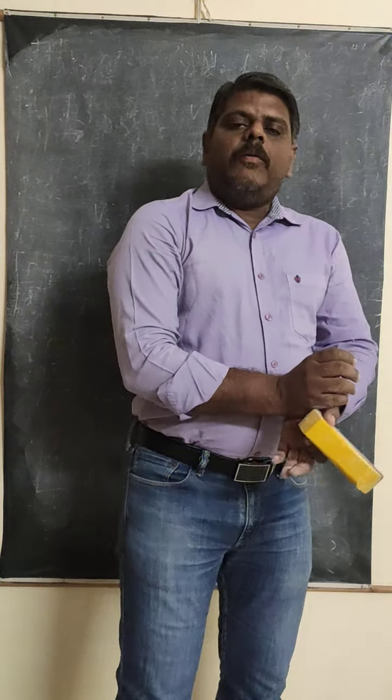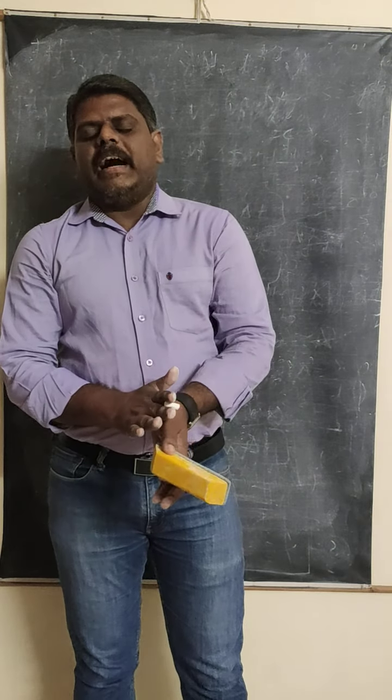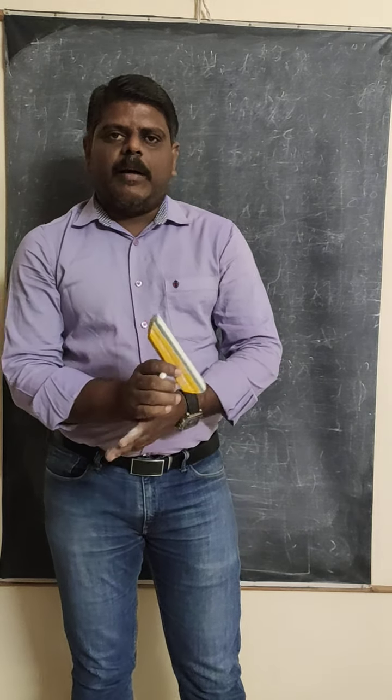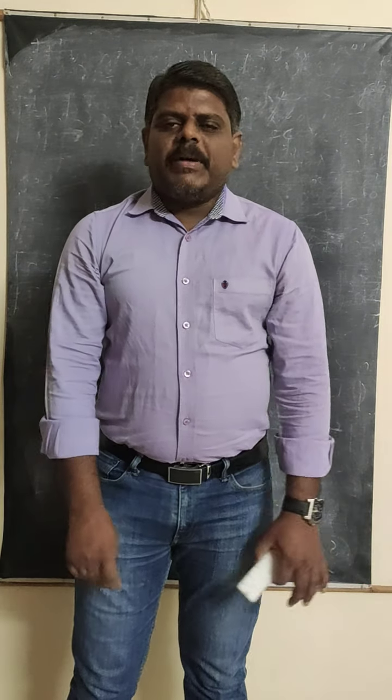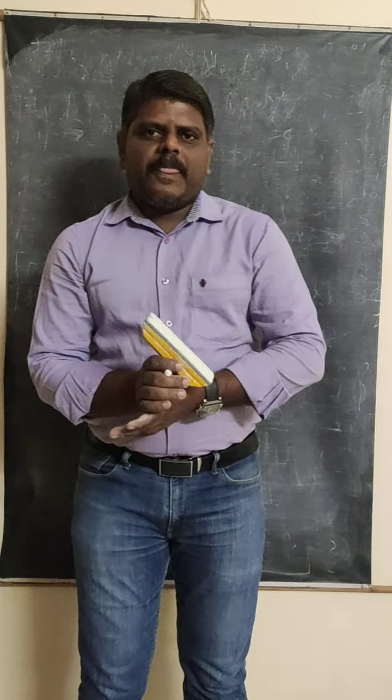Now we are going to discuss one very important concept, especially for the competitive part. This is not for the PU part, it is only for the competitive part. That is the determination of the coefficient of apparent expansion. There is an experiment called the specific gravity bottle method to find out the coefficient of apparent expansion.